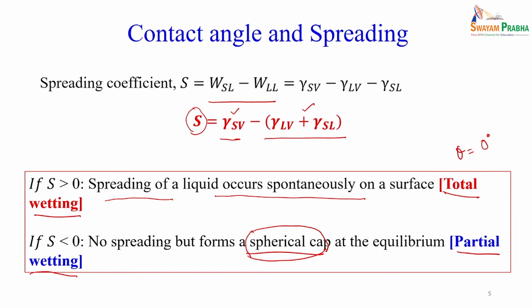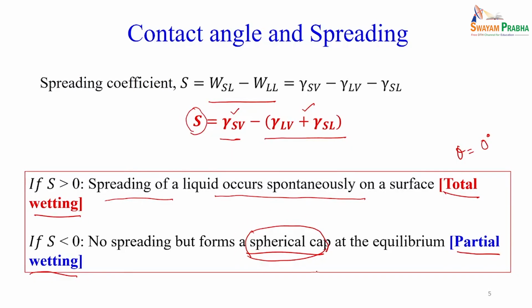Now, if you just see, the spreading is a function of all three interfacial tensions: solid vapor, liquid vapor and the solid liquid. And in the Young's equation also, the cos theta is related to all three interfacial tensions. So, depending on the value of these interfacial tensions, the shape of that spherical drop varies, and as the shape of the spherical drop varies, we will observe a different contact angle.